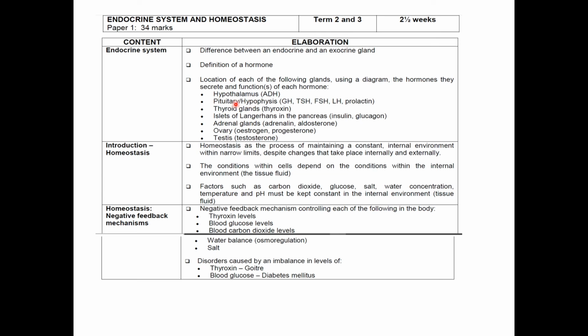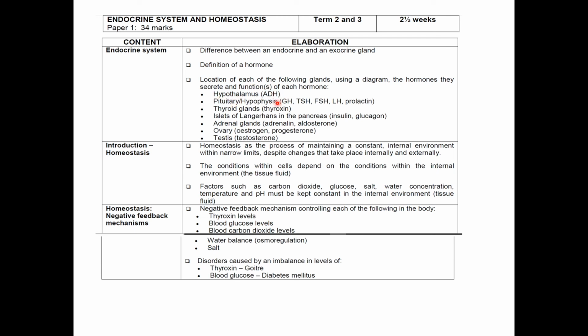Let's look at the endocrine system. You must know the difference between an endocrine gland and an exocrine gland, and a definition of a hormone. Then you must be able to locate each of the glands using a diagram. You must know the hormones they secrete and the functions.